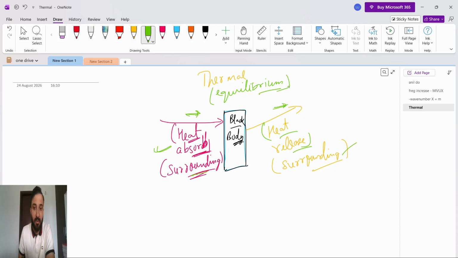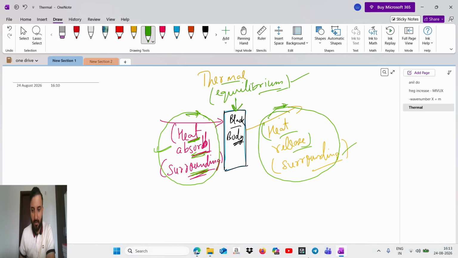So equal condition means, in chemistry, we will say equilibrium. I hope you understand the meaning of thermal equilibrium. Thermal equilibrium means any black body absorbs heat from the surrounding, and the same quantity of heat it absorbs from the surrounding, it releases to the surrounding. That's called thermal equilibrium.